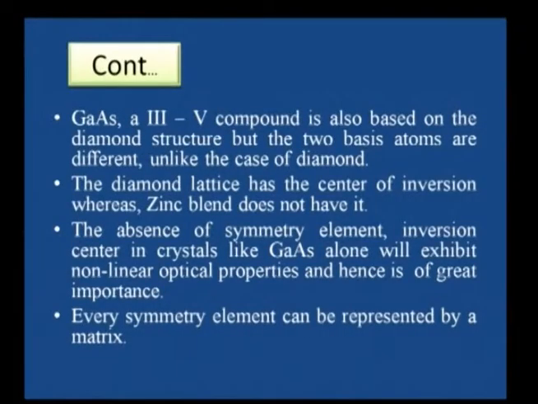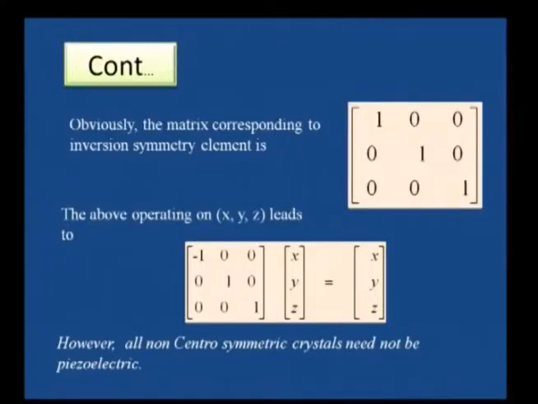And again, every symmetry element can be represented by a matrix. All the symmetry properties can be mathematically represented. There is a big area called group theory, wherein you have very many theorems and so on. Essentially what I would like to tell you is that every symmetry operation can be given a matrix representation.